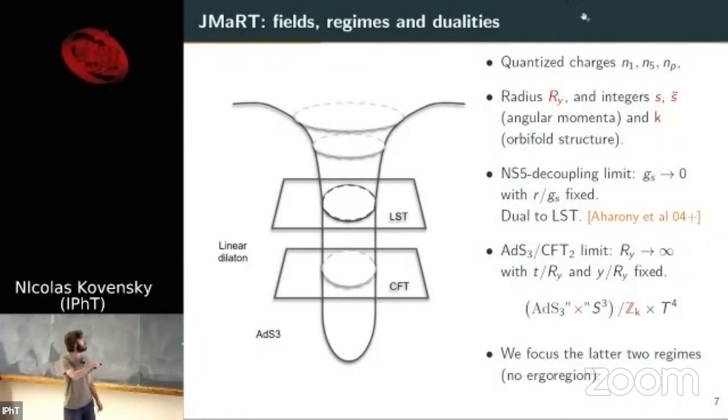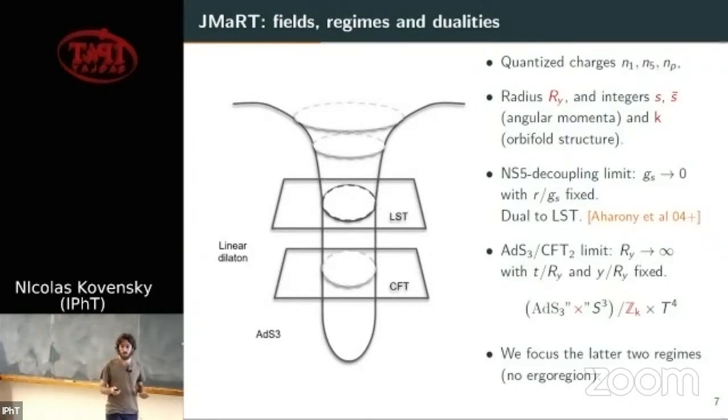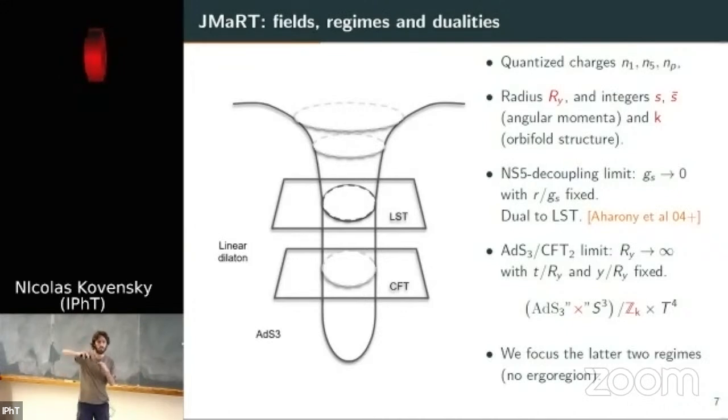And so if you go a bit into the IR and you take the NS5 decoupling limit, you basically take everything that's up of this plane here. You take it to infinity. Okay, you decouple it, and that's important for us because the ergoregion is part of that region that's decoupling. So you're sending it to infinity.